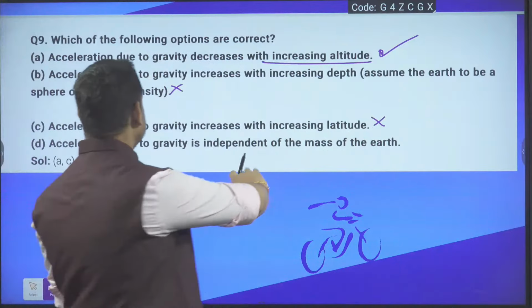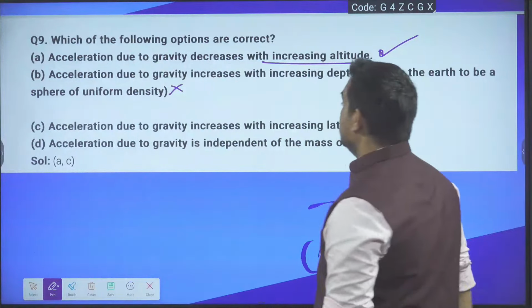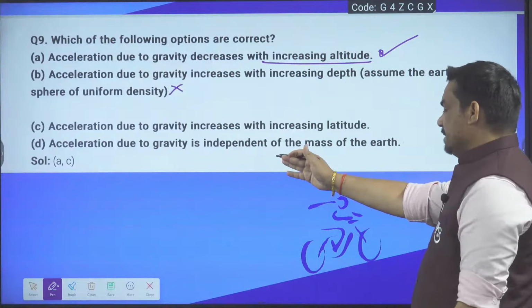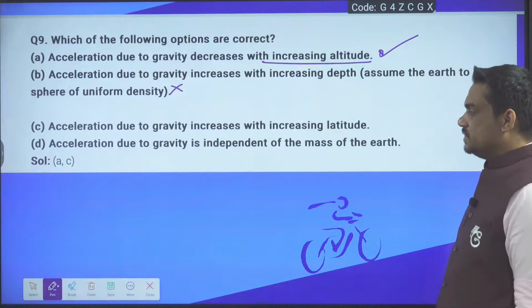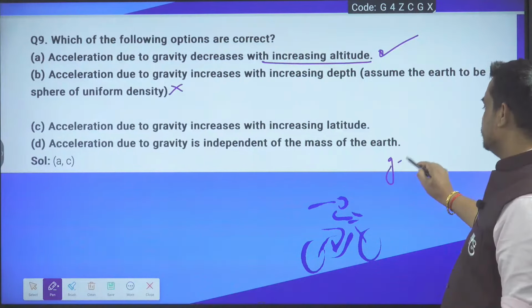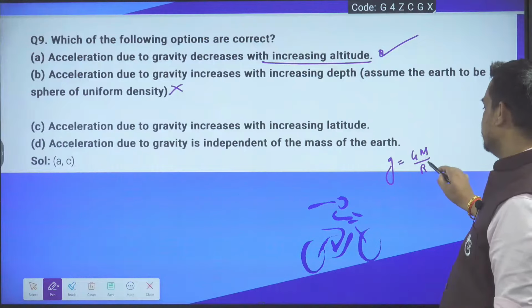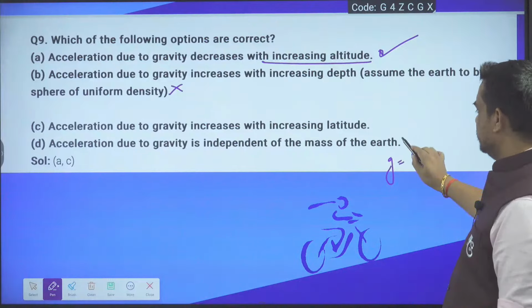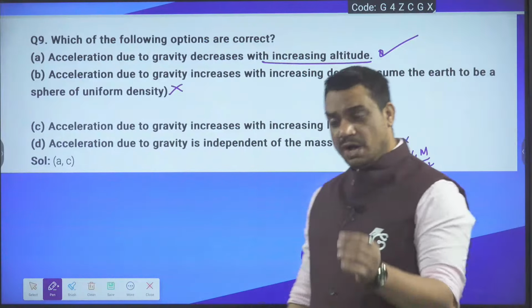Okay, this one. The fourth one, I'm saying, then I will go for this. Acceleration due to gravity is independent of the mass of Earth. We know the formula here, that g is equal to GM by R square. So it depends on the mass. Thus, this one is also wrong. Now coming to C.